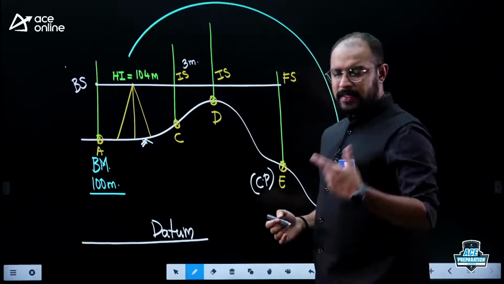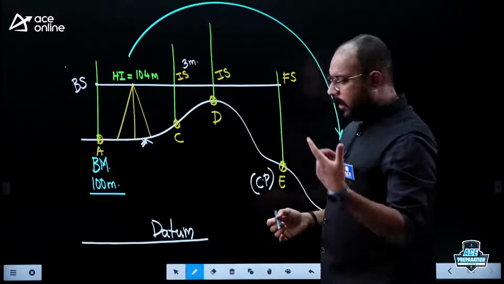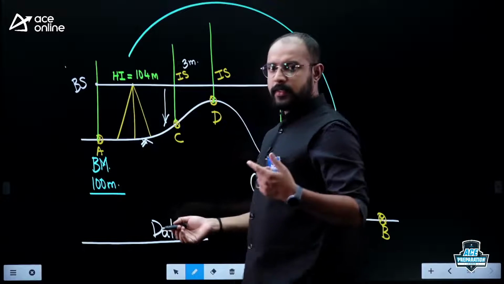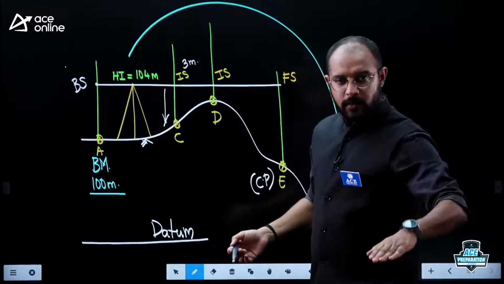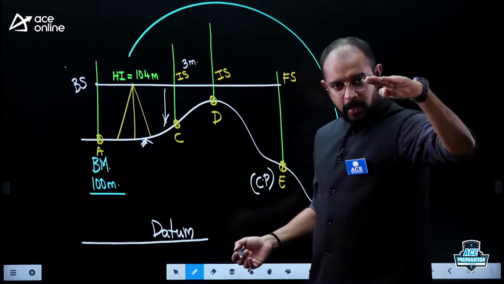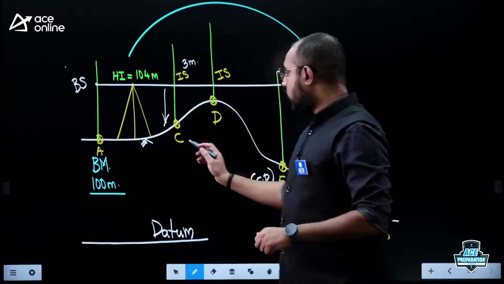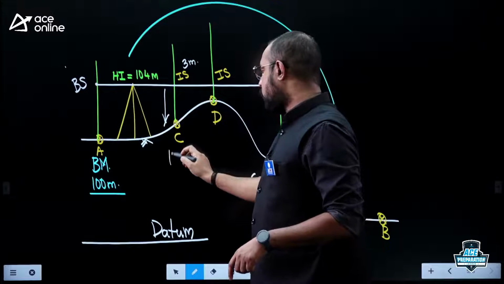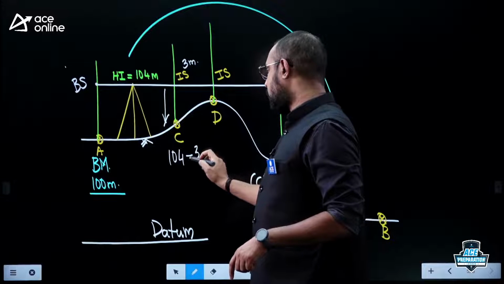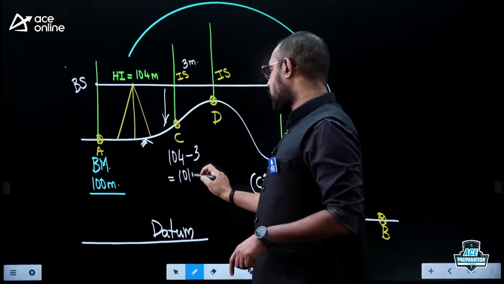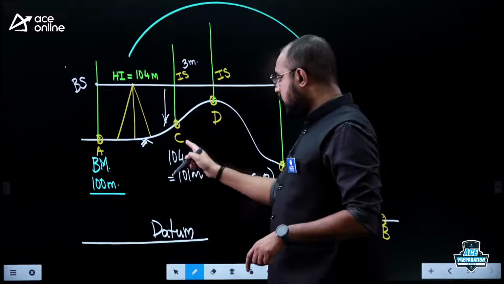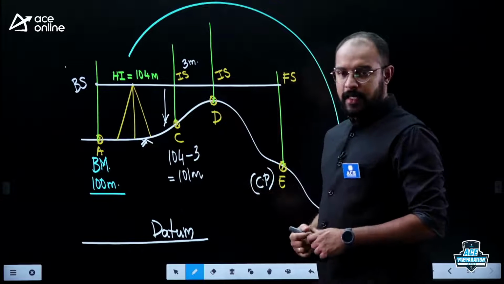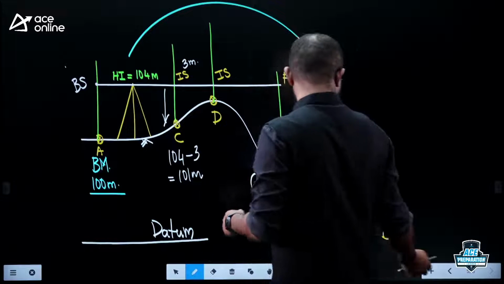What do you mean by that? What do you understand by 3 meters? It simply means that your point C is 3 meters below the line of sight. From this line of sight, point C is 3 meters below. Then what will be the reduced level of C? From 104, I am coming down by 3 meters, so it is 104 minus 3. I should get the value as 101 meters. This is how I calculate the reduced level of C: 104 minus 3, which is nothing but height of the instrument minus 3.